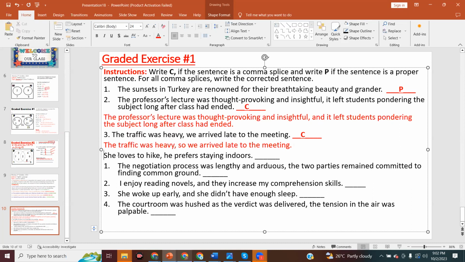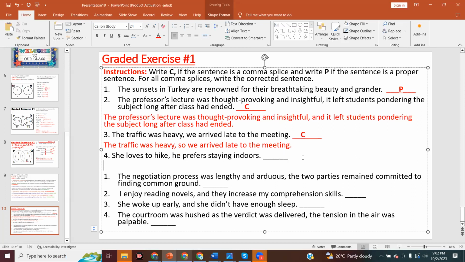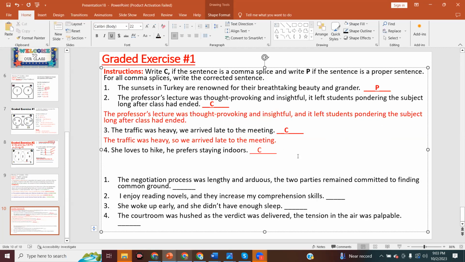She loves to hike. He prefers staying indoors. What is supposed to be? C. How do we correct it? I put the coordinating conjunction: she loves to hike, but he prefers to stay indoors. What's the coordinating conjunction? But. Very good.